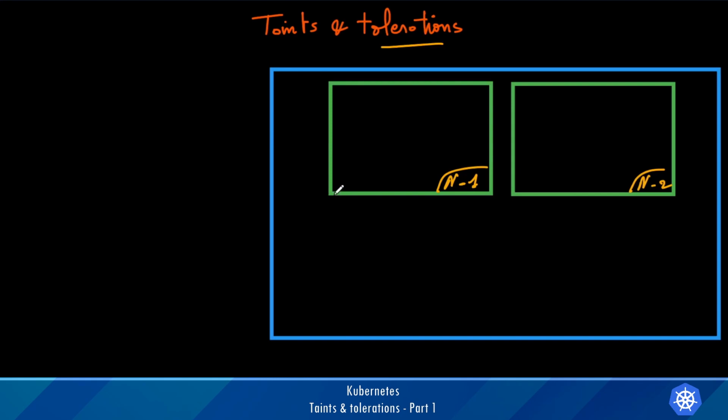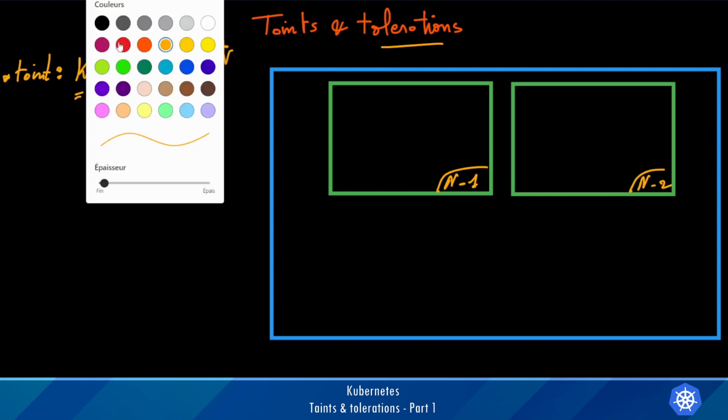Okay. First of all, we have to know that a taint consists of three things. First of all, a key, and we give this key a value. So key equals value, and then we have the effect. So when we set a taint for a node, we have to specify these three fields. You can choose the key that you want, the same for the value, and for the effect we have three effects.